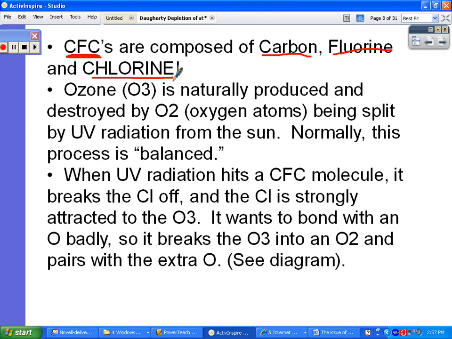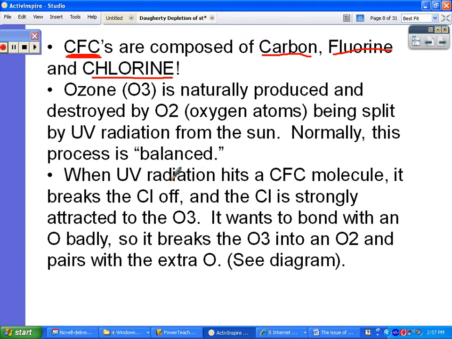Okay, chlorofluorocarbons, CFCs. And as we can see here, ozone is O3. It's naturally produced and destroyed by oxygen atoms being split by UV radiation from the sun. That's the picture we looked at earlier. And normally we said this process is balanced. Normally just as many are being made as are being destroyed.